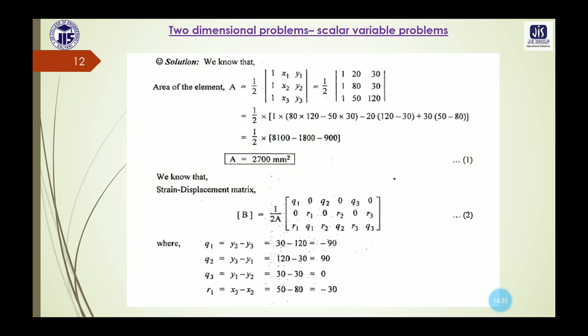So first we need to calculate the area of this triangular element. And the formula for the area of this element is A equals half multiplied by a 3 by 3 matrix.